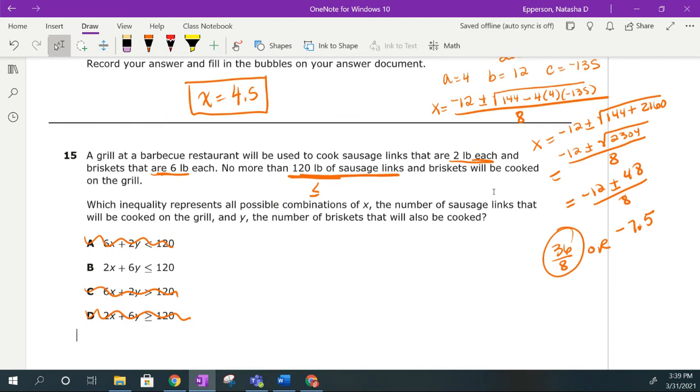Which inequality represents all combinations of x and y? x is the number of sausage links. So we said the sausage links are 2 pounds each, so that should be 2x, which we have here. And then y, the number of briskets, they're 6 pounds each. We have 6y, so that works. And it has to be less than or equal to 120.